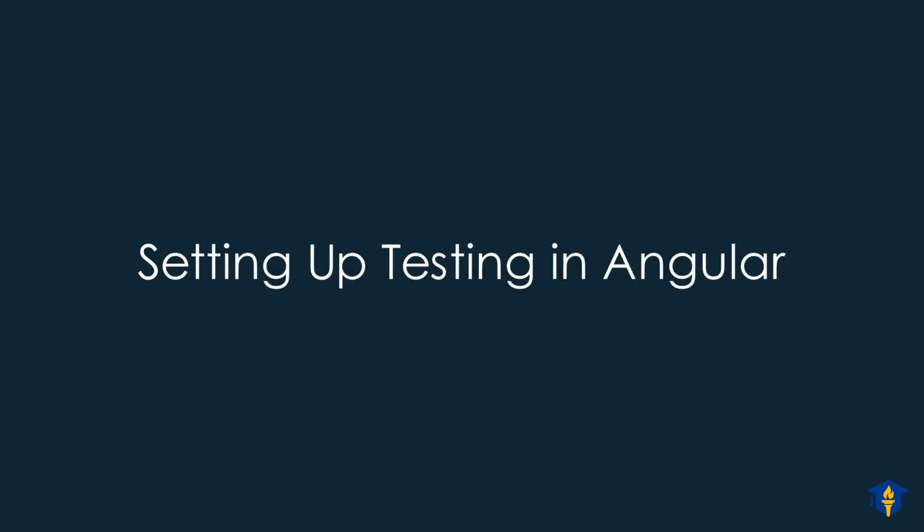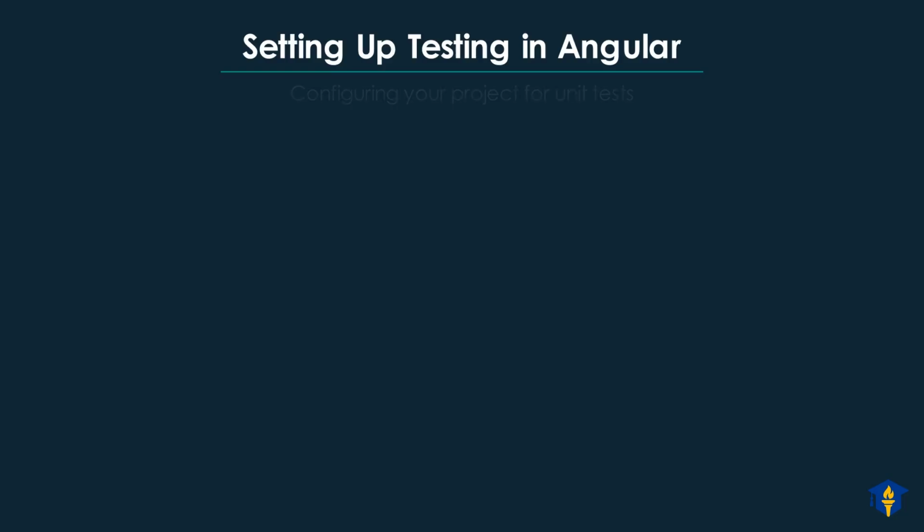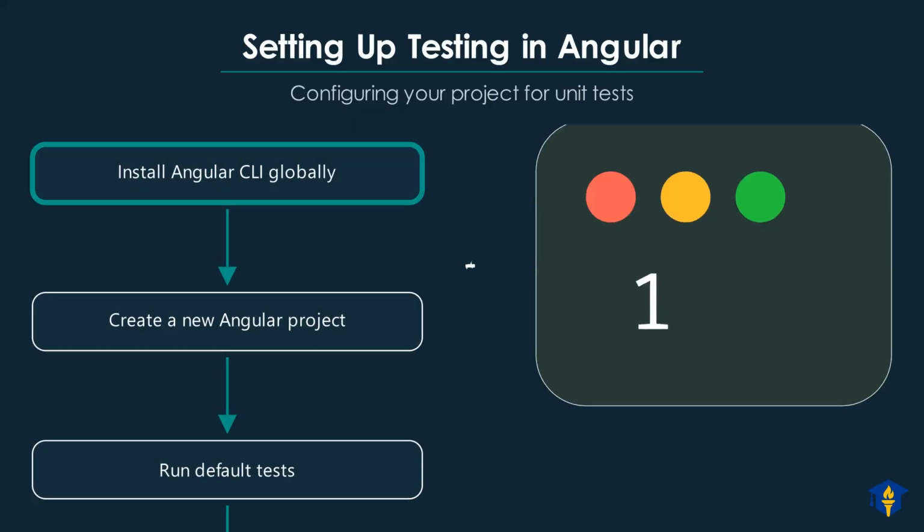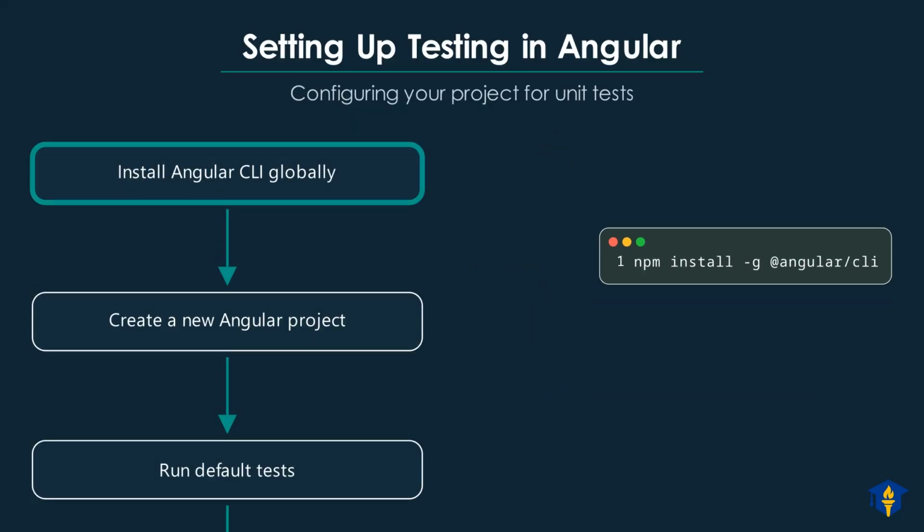Now, let us walk through the steps for setting up testing in an Angular project. This configuration is essential for preparing your project to run unit tests effectively. First, you will need to install Angular CLI globally on your system. You can do this by executing the npm install -g @angular/cli command.